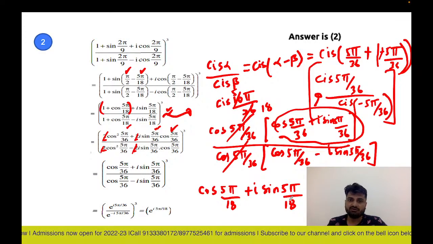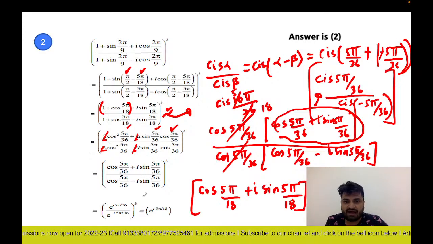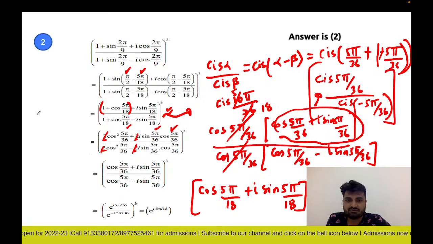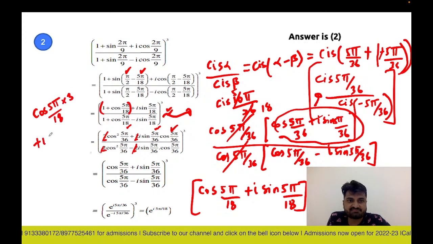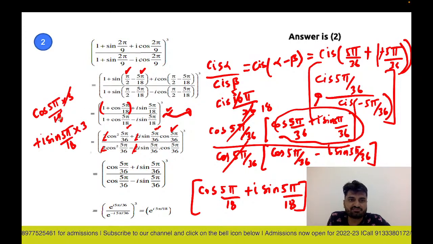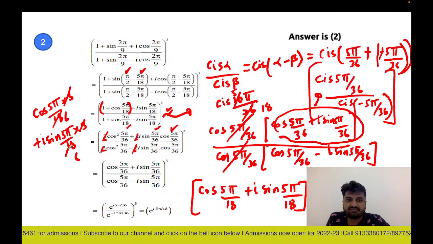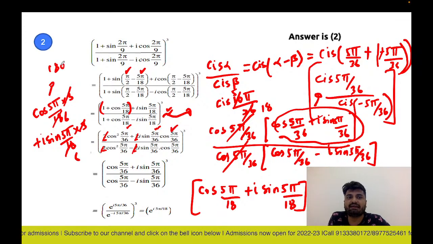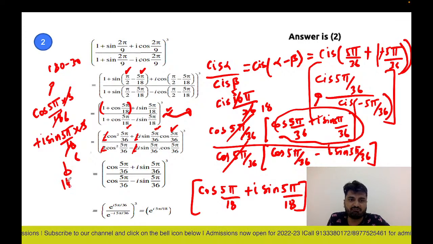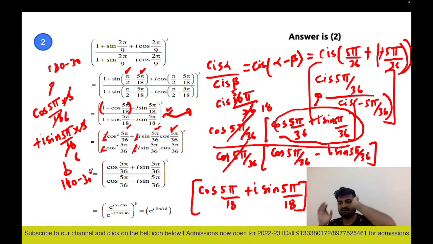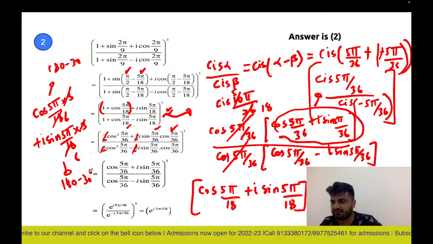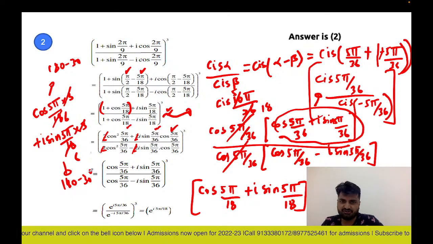So this is what you need to do. And you have a power 3. So I told you, whenever you have a power, you can take it in. So we will get cos 5 pi by 18 into 3 plus I sin 5 pi by 18 into 3. So 3 goes 6 times. This is like 150. 150, you know, 180 minus 30. You can just simplify, you will get the answer. Anyway, I'll be sharing this file with you at the end of the session, so you can go through that.